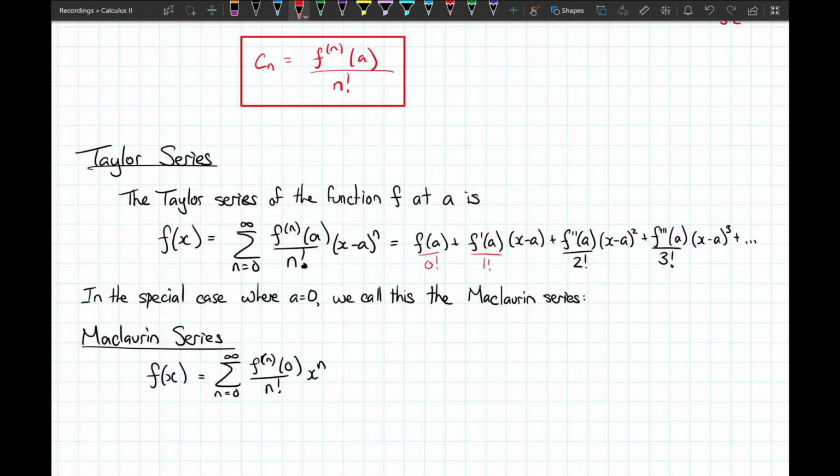The Maclaurin series, similarly, if we expand that out, is just f of 0 plus f prime of 0 times x plus f double prime of 0 over 2 factorial x squared, and so on.